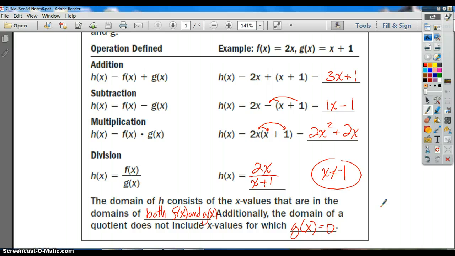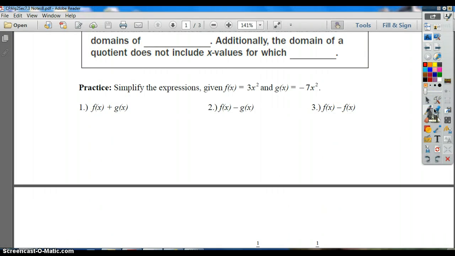Okay? Moving right along. I'm going to pick the pace up here. I'm going to substitute in for f of x, the 3x squared, plus g of x, which is negative 7x squared. So really, this is just negative 4x squared. You can call it a day.